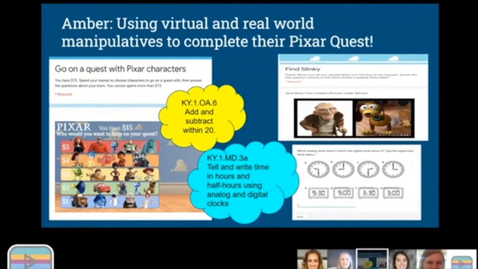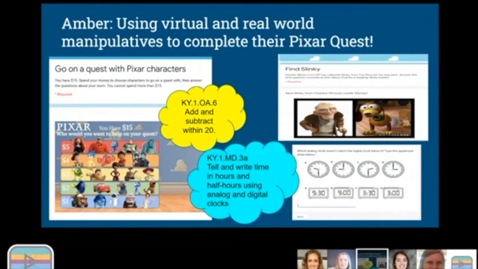So the first teacher that I'm going to showcase today is Miss Shoemaker, and she is a first grade teacher. She created this Pixar quest that Andrea mentioned for her students. And the first part of it was students had $15 to build their Pixar team. So this focused on using friendly numbers and combinations of 10 to get to 15, buying whatever characters they wanted to go on this quest with.